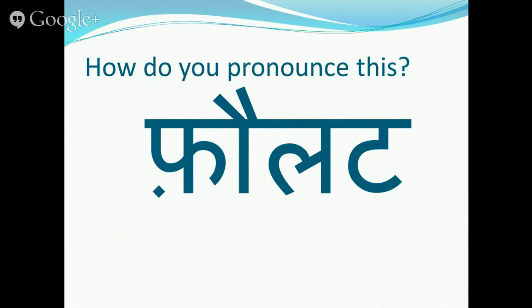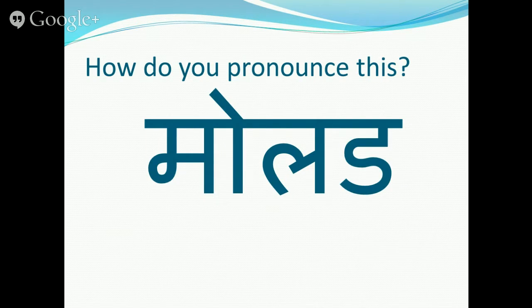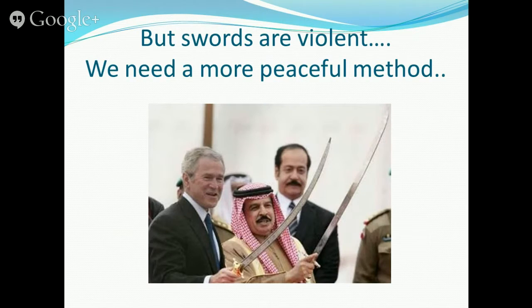How would we pronounce this? This is fallut. Okay, so if we add that mark, what did we get? Fault, fault. Do you see that? How do we pronounce this? Molad. But if we add ching, get rid of the a, get rid of Ugly Duckling with the sword, we're left with mold, mold. Very good.